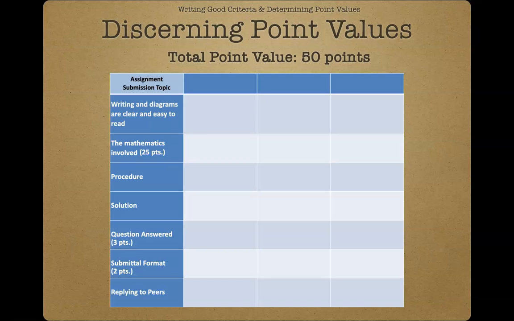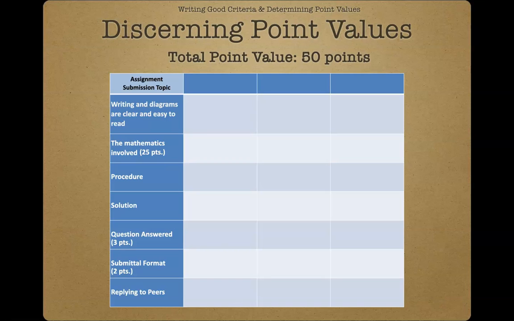Now, if you'll look, I have the top criteria, the procedure and solution ones, and the last one, replying to peers. I have 4 left, and I feel that those are pretty balanced in terms of the importance within this particular assignment. And notice that I have 25, 3, and 2. I have 30 points taken up so far in my 50-point total. And so the 20 points that I have left over, I'm just going to split between those 4.